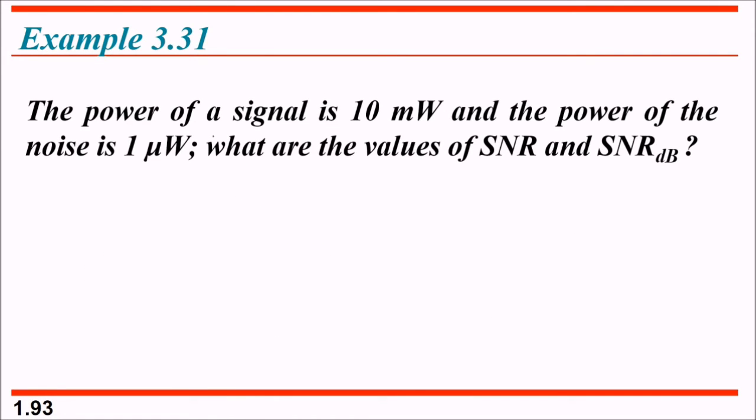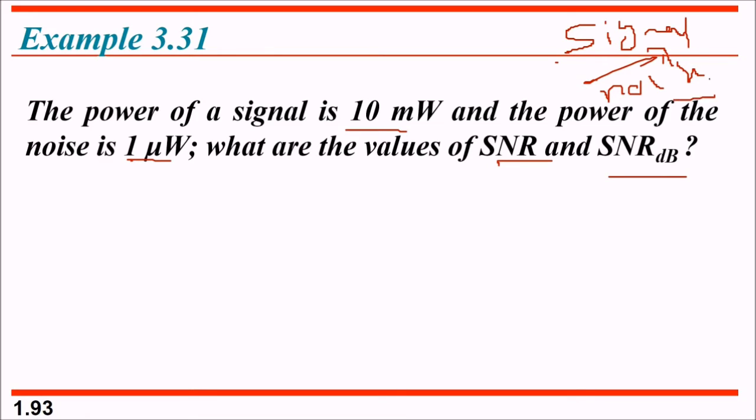So let us take an example. If power of a signal is 10 milliwatt and the power of the noise is 1 microwatt, what are the values of SNR or SNR dB? SNR is signal to noise ratio. It only says what is the strength of the signal with respect to the noise, or how much the signal is more than the noise. This is signal to noise ratio. So we need SNR to be high because we want the signal value to be higher than the noise.